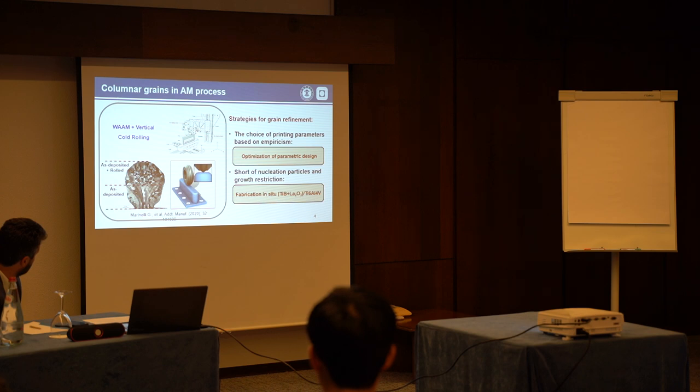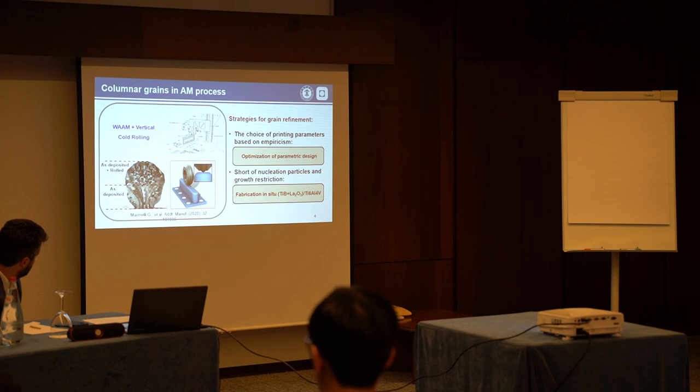There are many physical methods for grain refinement during manufacturing, such as vertical cold rolling. We can see in the picture, the as-deposited microstructure is columnar grains. After rolling, the microstructure changes into equiaxed grains. In our work, we want to get intrinsic equiaxed grains. But the choice of the printing parameters tends to be based on empiricism.